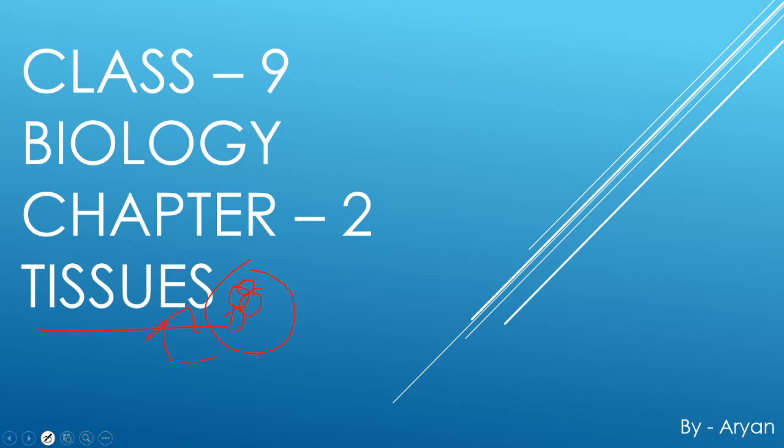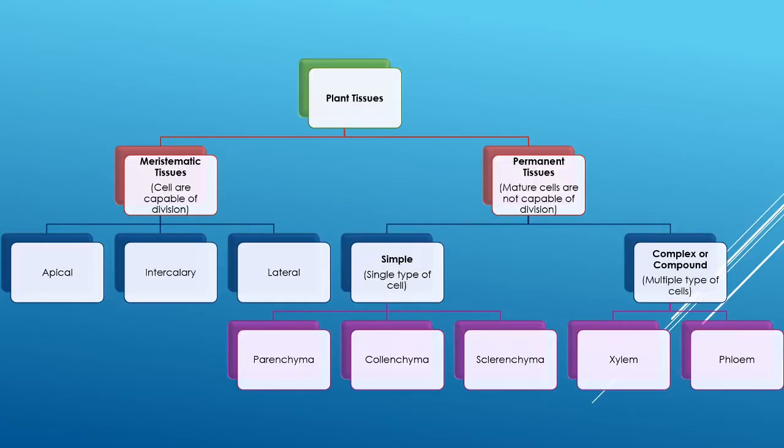So, proceeding with this video, first we will take a very quick recap of what we are going to do in this tissues section. First, we will be dividing tissues into two categories: plant tissues and animal tissues. We will be proceeding later. And in plant tissues, we will first discuss the meristematic tissues and then the permanent tissues.